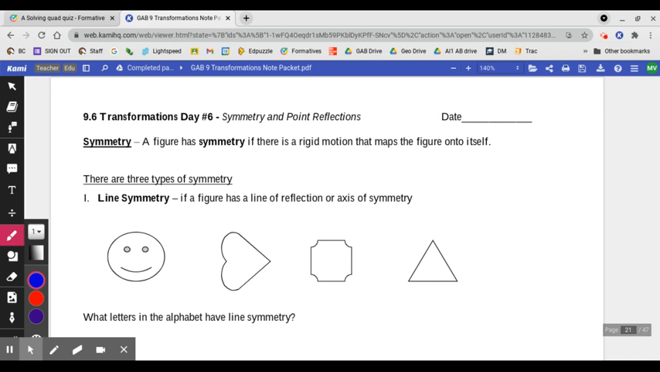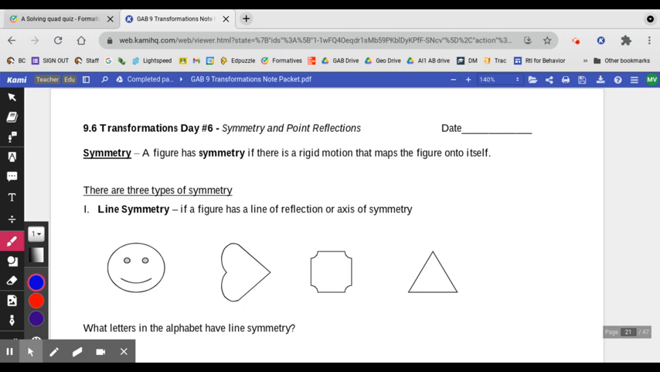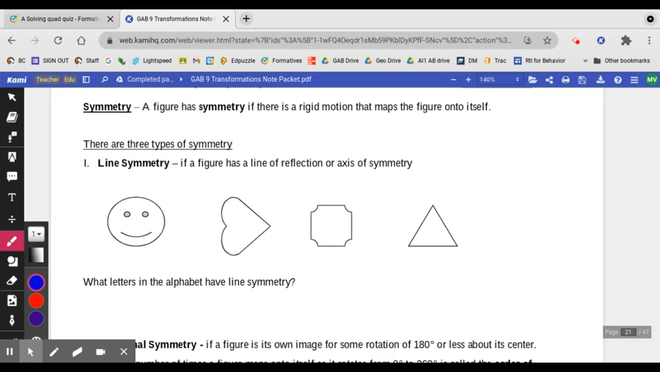Hello, everyone. Today we are going to work on symmetry and point reflections. So, symmetry: a figure has symmetry if there is a rigid motion that maps the figure onto itself. There are three types of symmetry. The first is line symmetry, if a figure has line symmetry or an axis of symmetry.